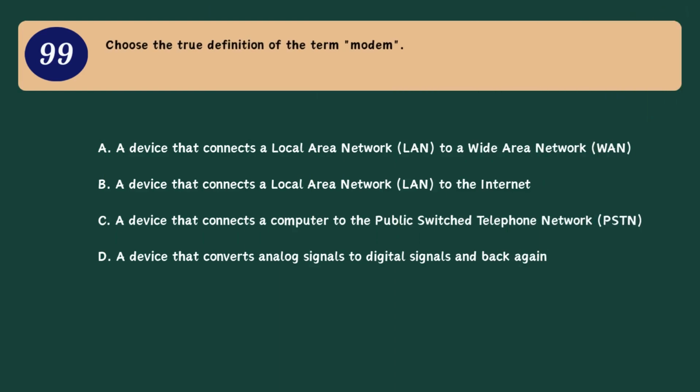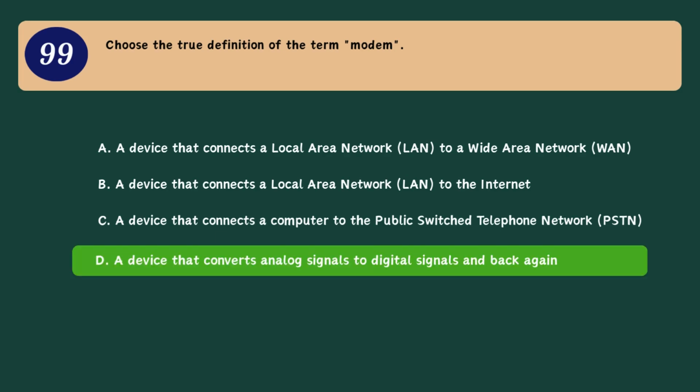Question 99. Choose the true definition of the term modem. A. A device that connects a local area network to a wide area network. B. A device that connects a local area network to the Internet. C. A device that connects a computer to the public switched telephone network. D. A device that converts analog signals to digital signals and back again. Correct answer. D. A device that converts analog signals to digital signals and back again.